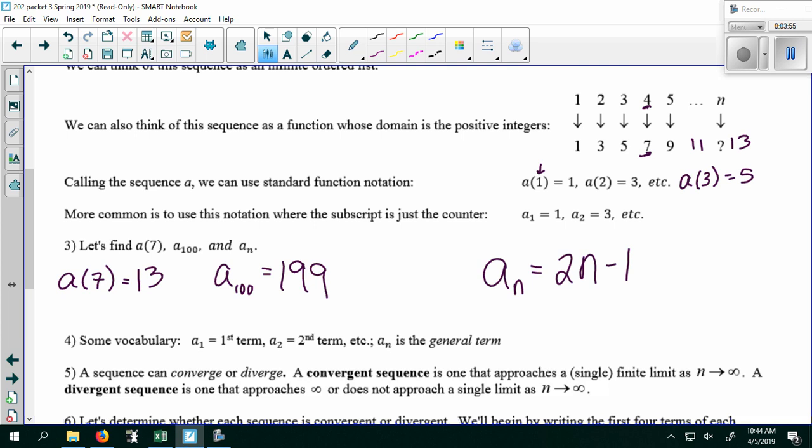So some vocabulary. A sub 1, that's the first term in the list. A sub 2 is the second term. A sub n is called the general term. 2 times 1 is 2. Subtract 1, you get 1.